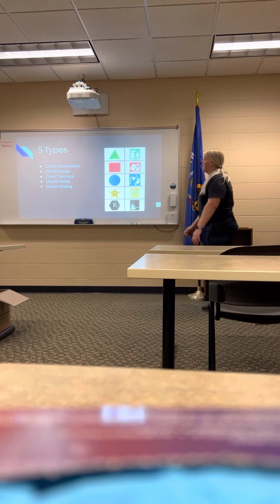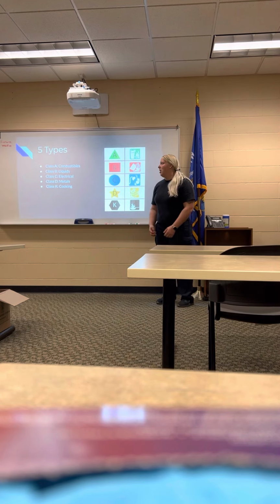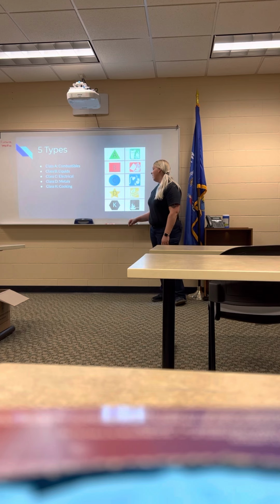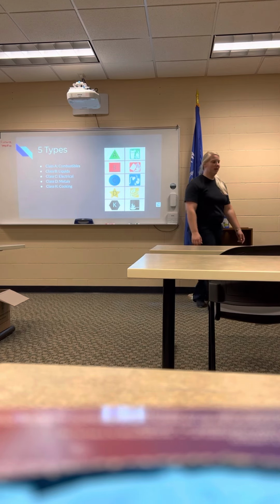There's 5 types of fire extinguishers. We have Class A, which is combustibles, Class B, which is liquids, Class C, which is electrical, Class D is metals, and Class K is for cooking.